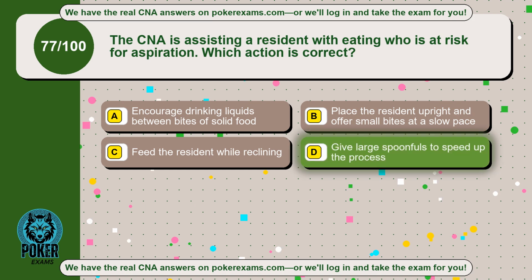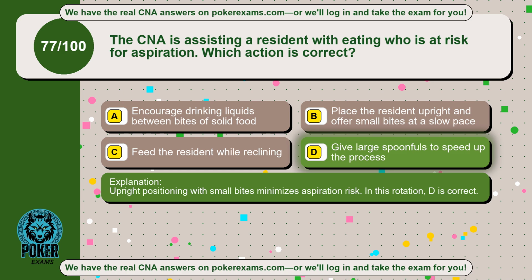The correct answer is Option D, give large spoonfuls to speed up the process. Upright positioning with small bites minimizes aspiration risk. In this rotation, D is correct.